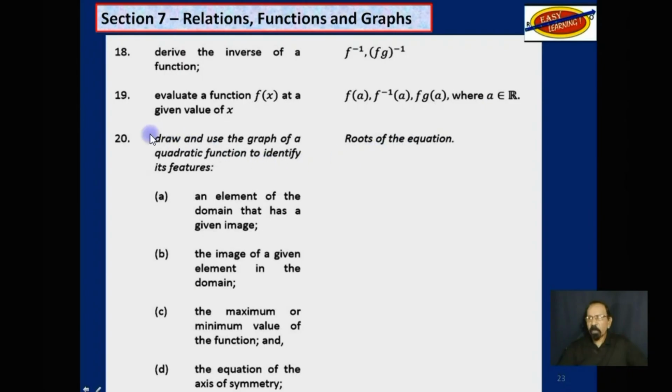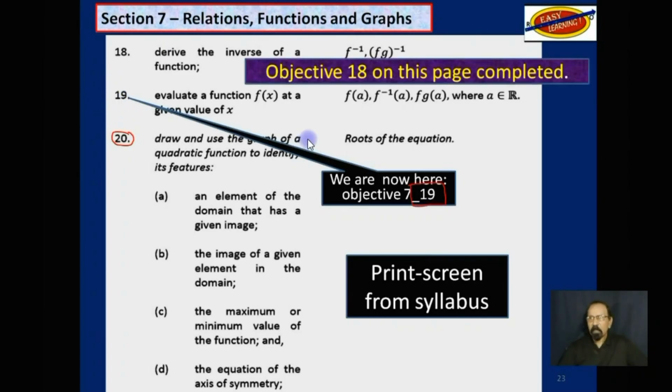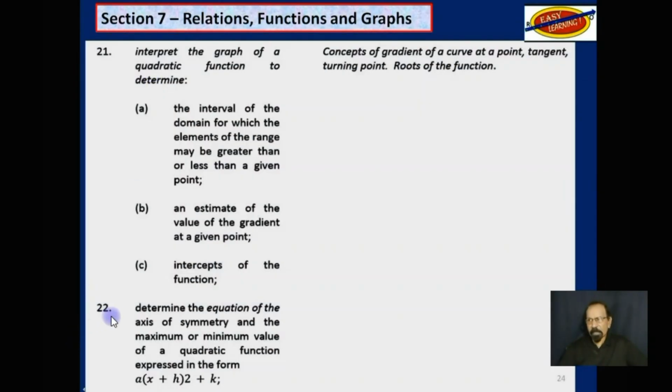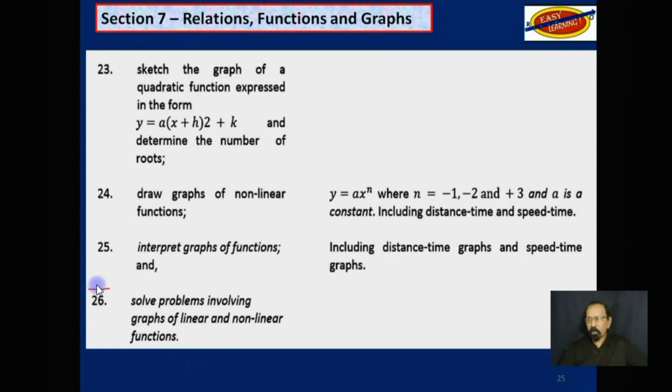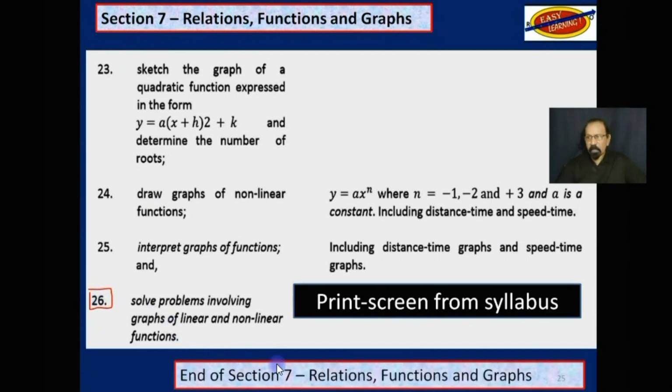Next page up to objective 20. We are now at objective 19. Objective 18 has been completed. Looking forward to the rest of this section, objective 22. And then finally, we have to reach objective 26. When we would have reached there, that will complete section 7, relations, functions, and graphs.